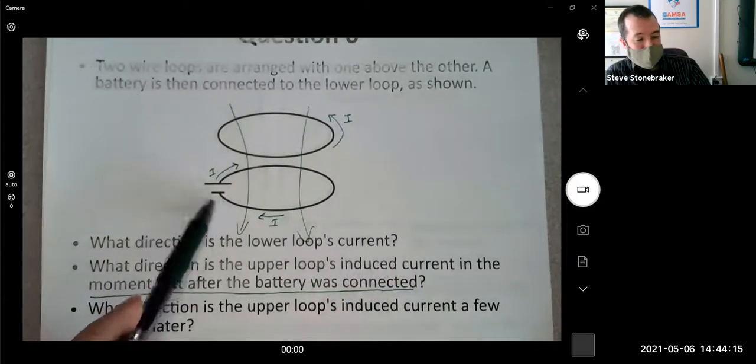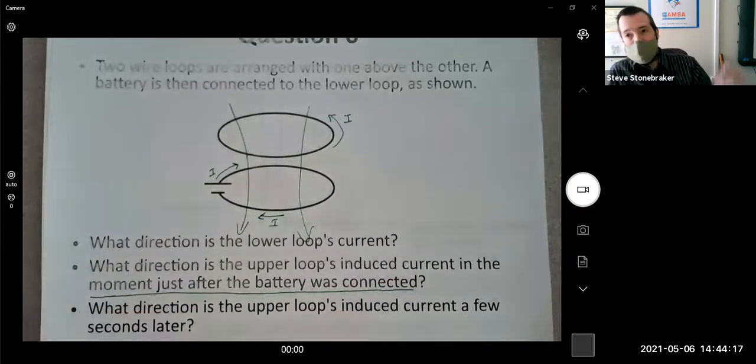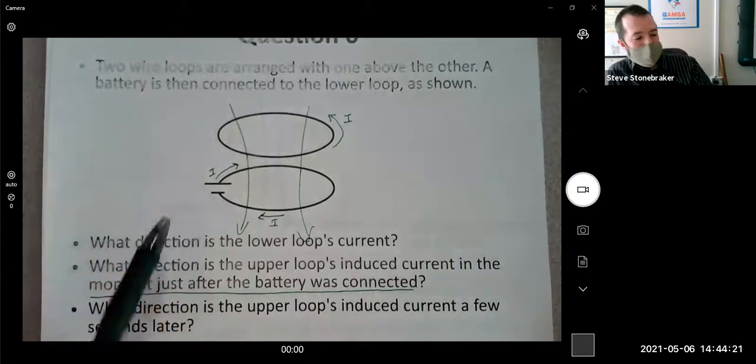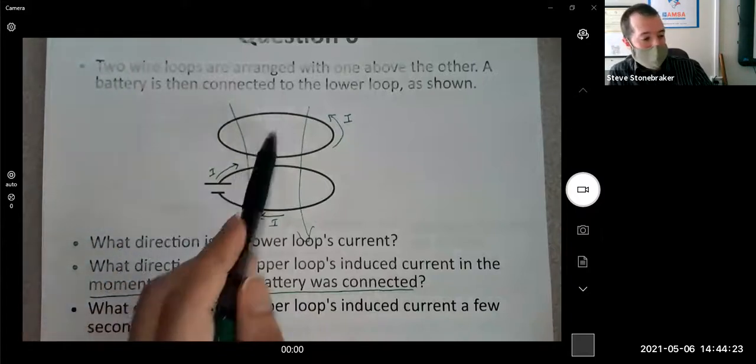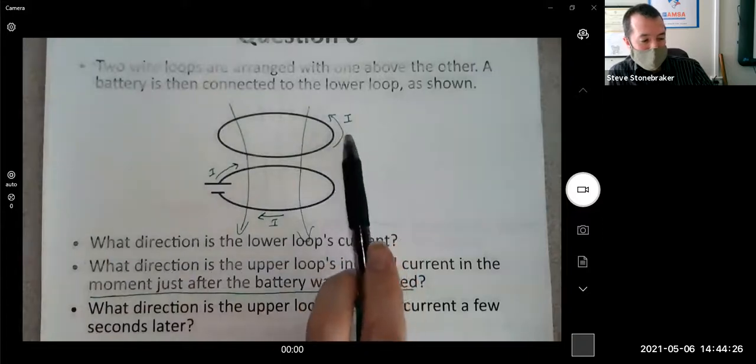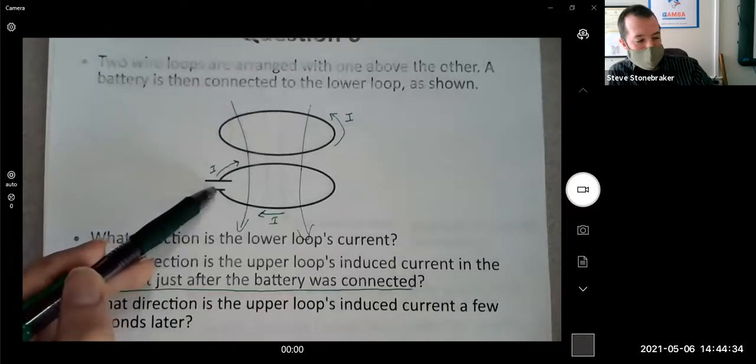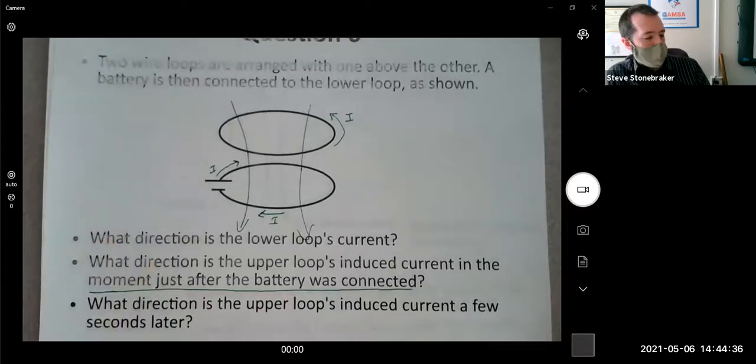Unless this is like an alternating current, that's the way it works with chargers and stuff. It's used as an alternating current. But if you just turn it on and then leave it on, you'll get a little bit of a response in the top loop, but just at the very beginning, and then it'll die out. The only way to keep it going is if you keep messing with the current in the source loop.